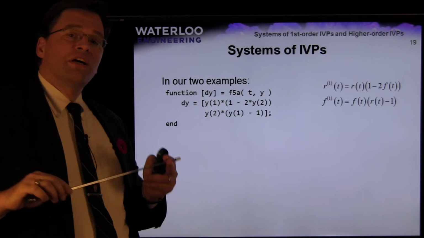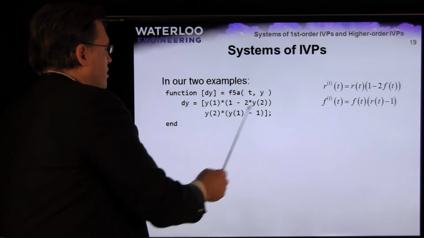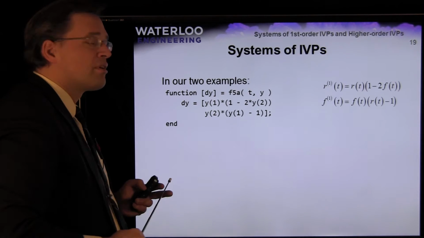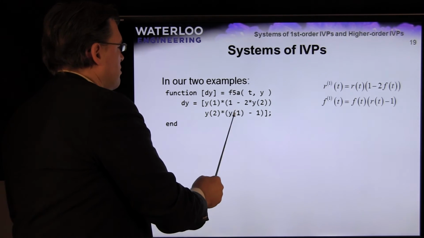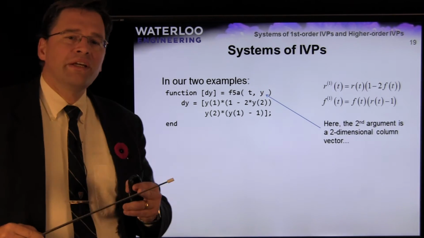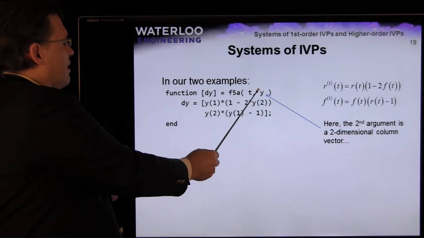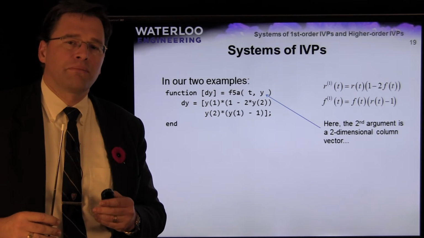The rate of change of the second function is the second component, f, times the first component, r of t, minus 1. So here, y is not just a scalar, but a column vector of 2 dimensions.